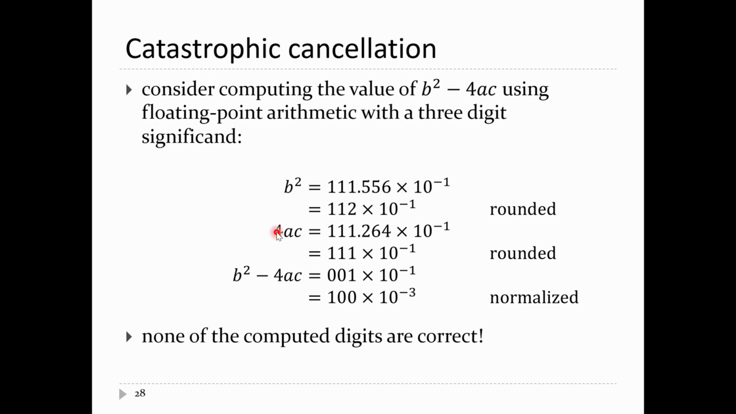The same thing is true for the 4AC, right? Its exact answer is 111.264. The absolute closest that I can get in our floating point format is 111 times 10 to the minus 1, right? So that's the best case scenario for B squared, and that's the best case scenario for 4AC. Now subtract them, and you get 1 times 10 to the minus 1, which is 100 times 10 to the minus 3, right?